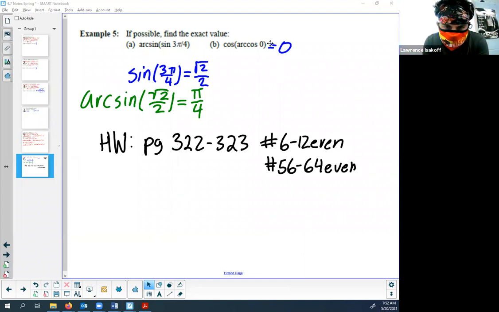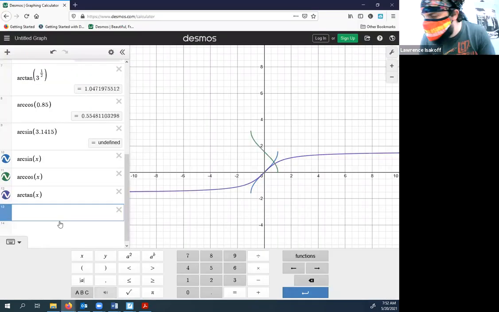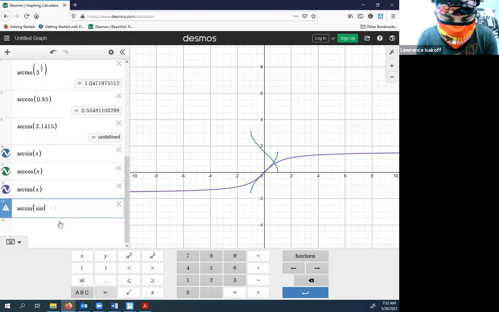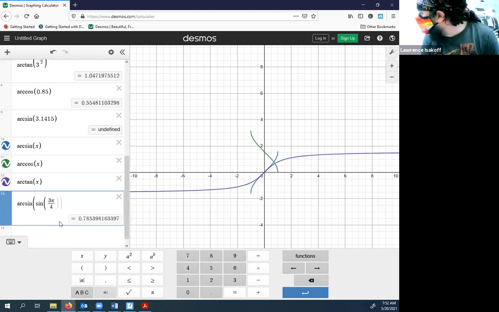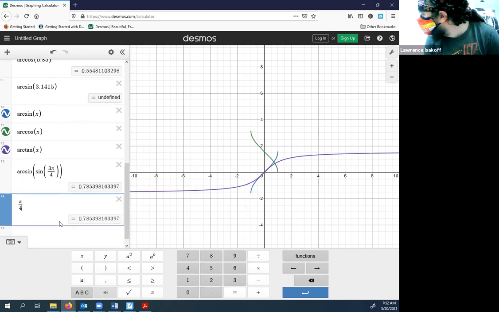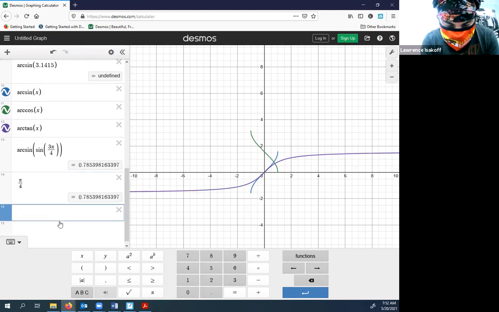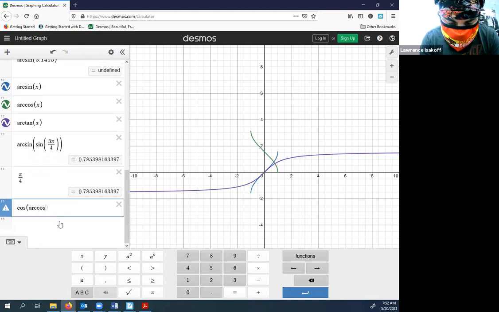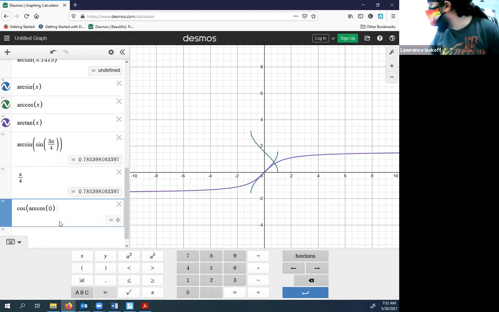So again, we can quickly check those with Desmos. We had the arc sine of the sine of 3 pi over 4. And again, if I do that, I get pi over 4. That's, let's say, decimal. And then if I do the cosine of the arc cosine of 0, that's 0.